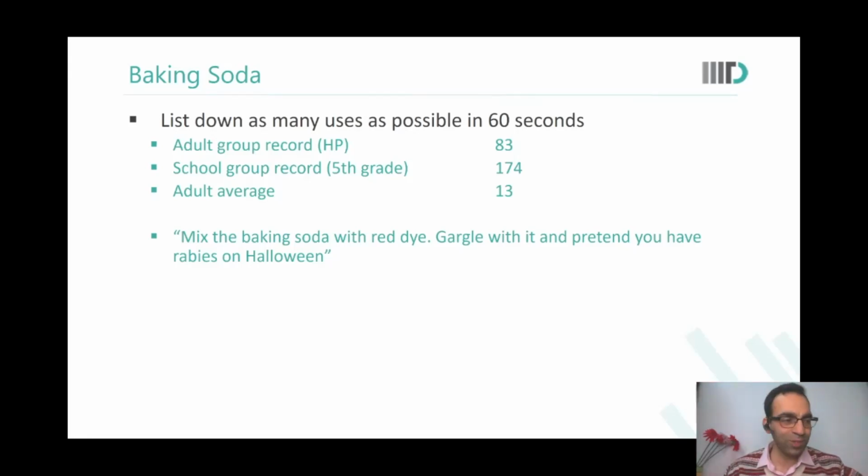Interesting. So what is happening here? The school group came up with so many ideas and an adult average is only at 13. What is happening? They were creative with their uses. A child's imagination is unstoppable. There is not a stopping point to it. So they have a free flow thought process.